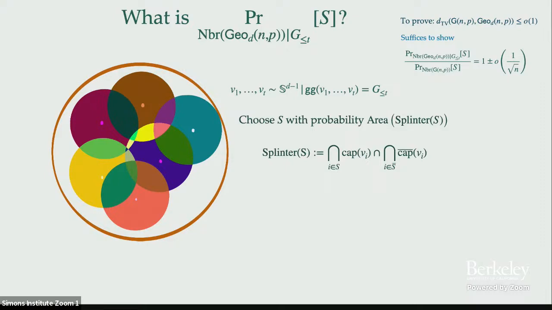What does that mean? For example, this shape here corresponds to just this vertex, because it's only in the sphere cap of this vertex and outside the sphere caps around all the other vertices. So given a set S, the splinter corresponding to S is the intersection of all the sphere caps centered around some vertex Vi where i is in S, intersected with being outside the caps of all vertices not in S.